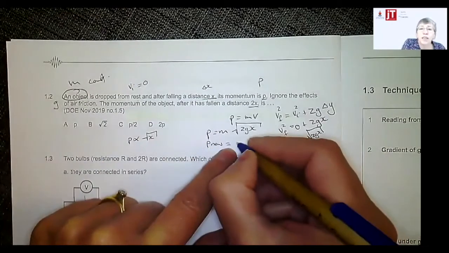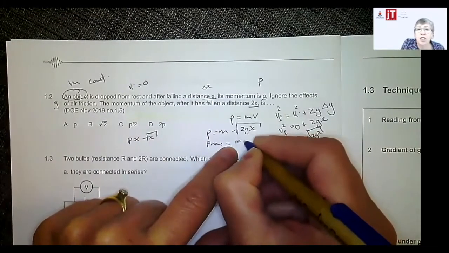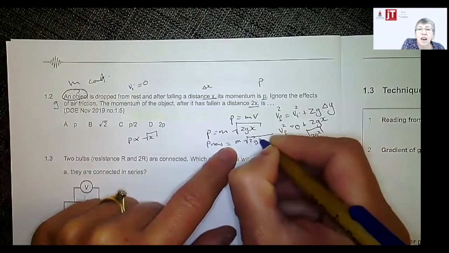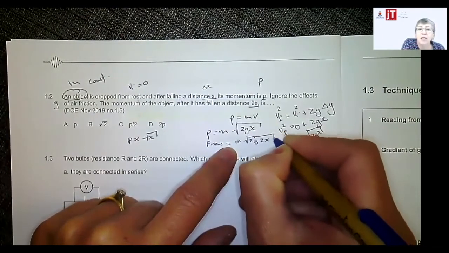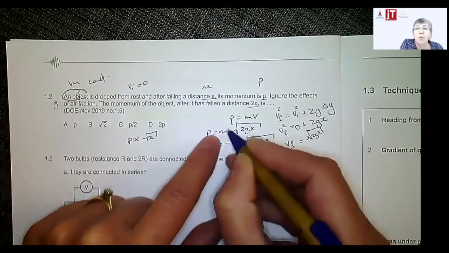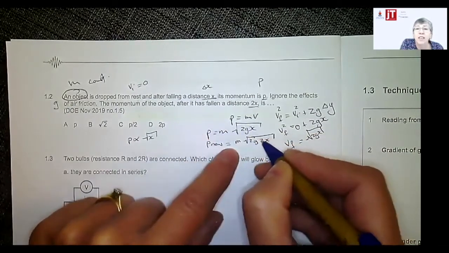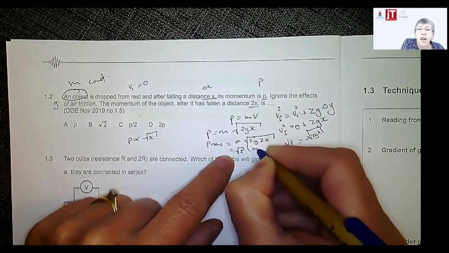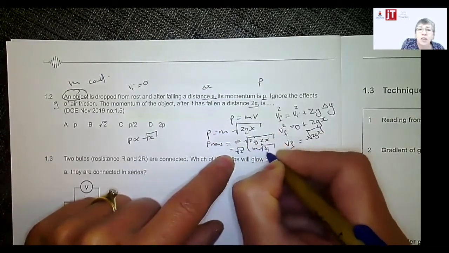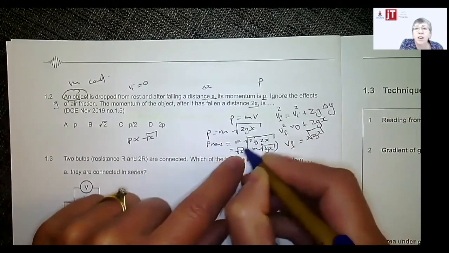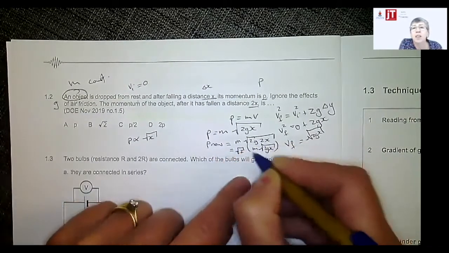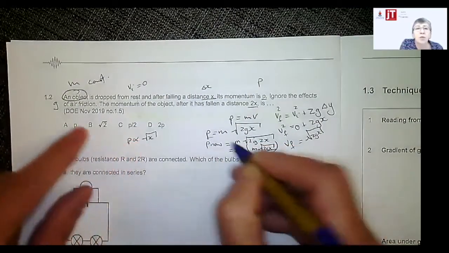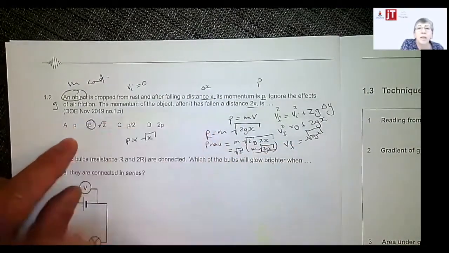Or you could have done it this way and said m hasn't changed, 2 hasn't changed, g hasn't changed, but there I've got 2x. And I have to remove what isn't in my original one, and that is that 2. So this becomes square root of 2 and then m square root 2g delta x. Obviously it's square root of 2 times the original momentum. So the answer will be B.